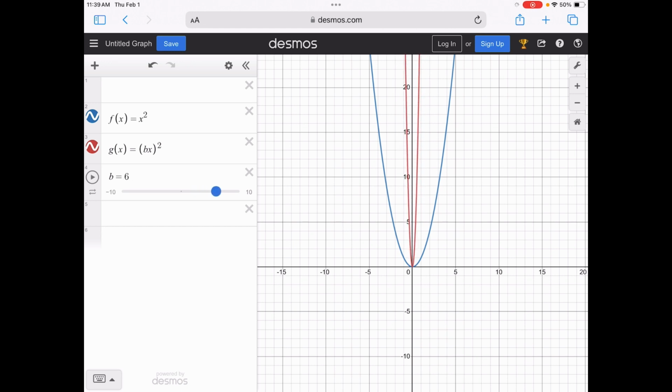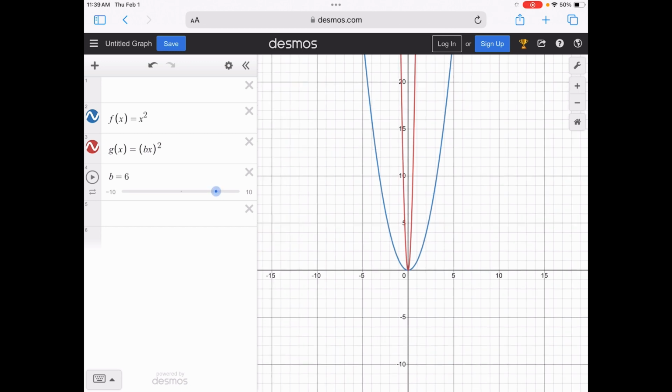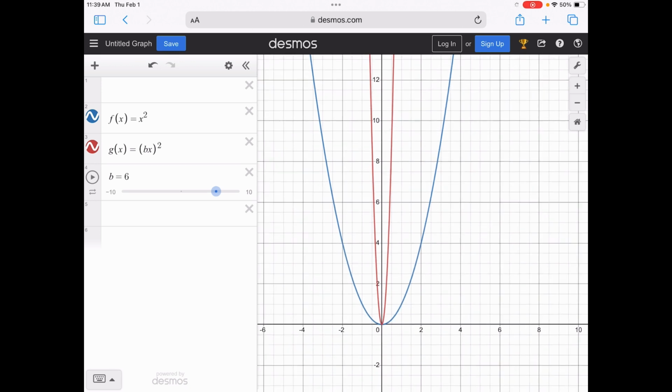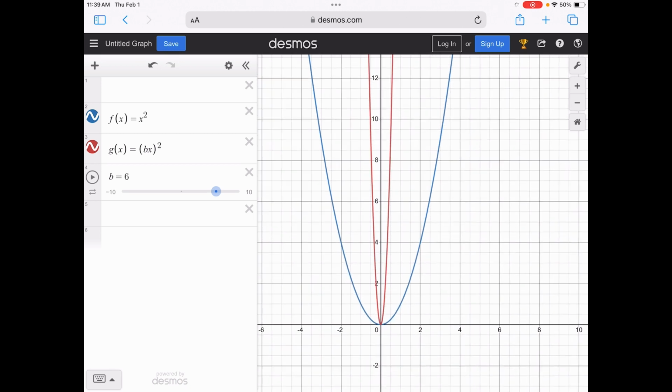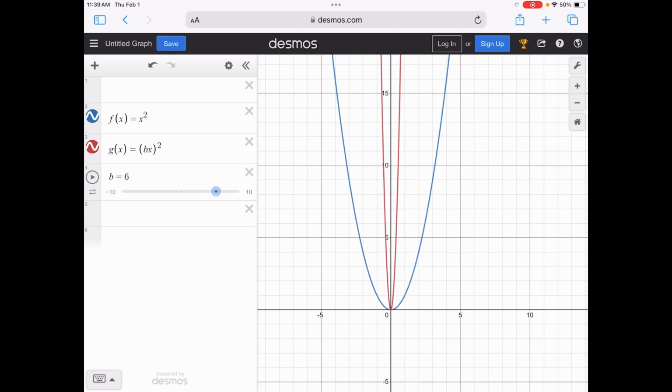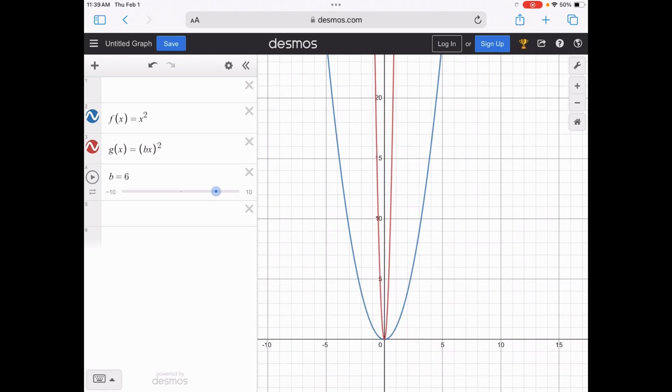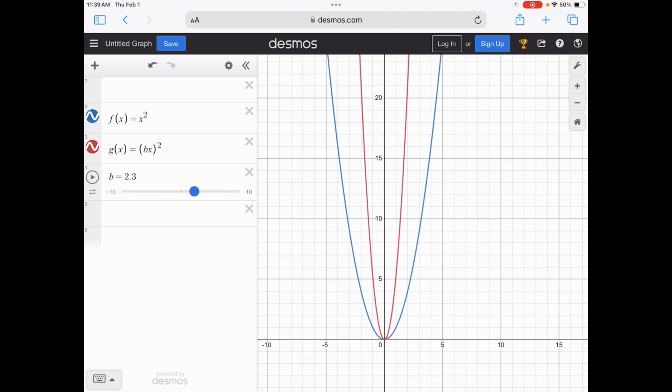So notice when b is 6, that's where I've got it set to now, each x coordinate has been multiplied by 1/6. So the x coordinates have gotten 1/6 as large compared to their original points. The image points have 1/6 the x coordinate.